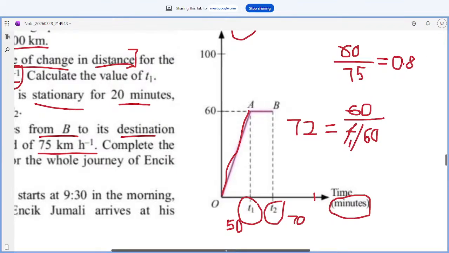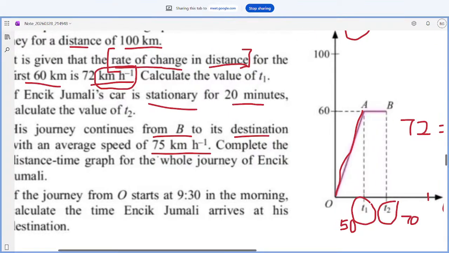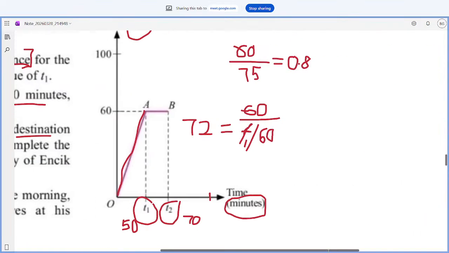Careful guys, careful. You guys must refer to the unit. Kena tengok unit asal kat sini. What is the original unit? Per hour guys, per hour. Yes, okay, so 0.8 is actually representing hour. Okay, it's hour. So you guys must convert kepada minute.